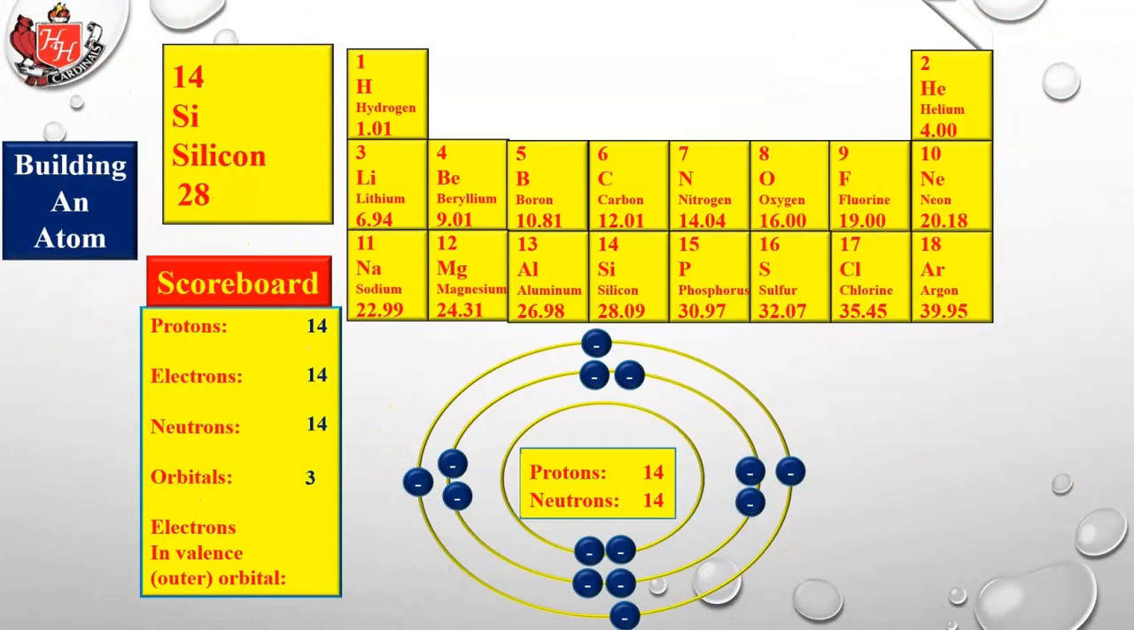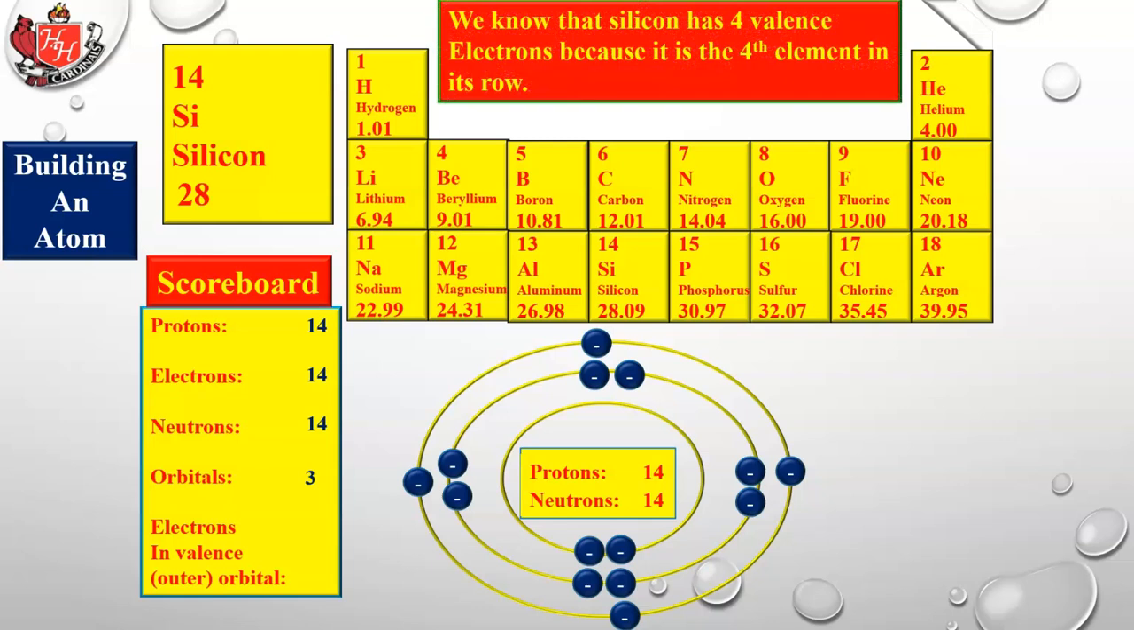Now, the number of valence electrons is 4, but sometimes all you want to know is how many valence electrons without drawing this diagram. So the way you can do that is we know that silicon has 4 valence electrons because it is the 4th element in its row. You'll notice in this diagram of the periodic table up top, I eliminated the transition metals. So I closed up that gap that the transition metals would have spread out, beryllium and boron, for example. They would have separated. Okay, so here we go.